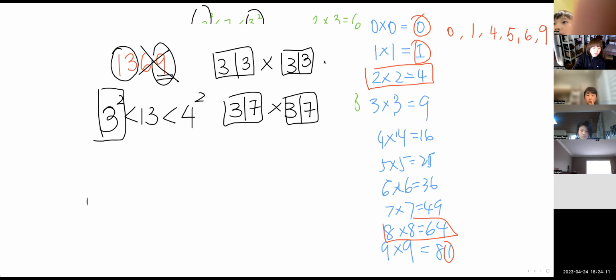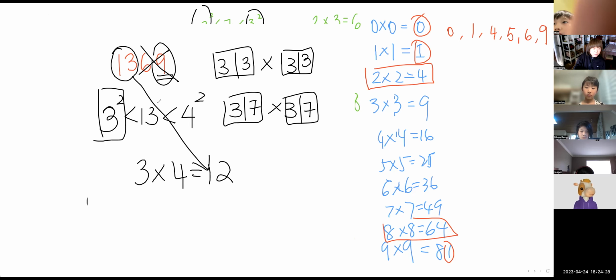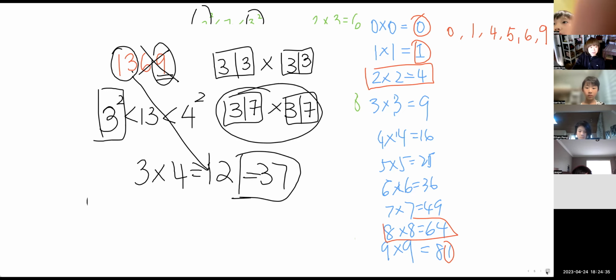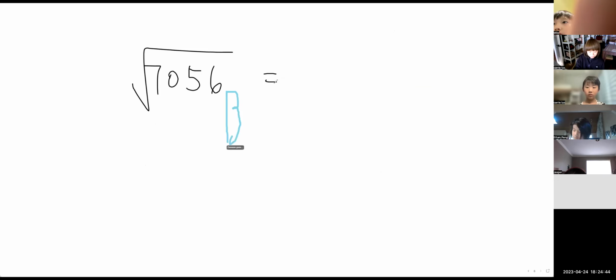So now we decide which one to go with. Oliver says, teacher, can I calculate? But listen, I don't want you to calculate. Today there's no calculation at all. So 3 times 4 equals what? Equals 12. So 13 is bigger than 12. That's why we go with the bigger one, 37. 37 is the answer. Get it. Very good. I think now everybody gets it, right? Okay, so now challenge time. So the square root of 7,056 equals what? Everybody, your turn.